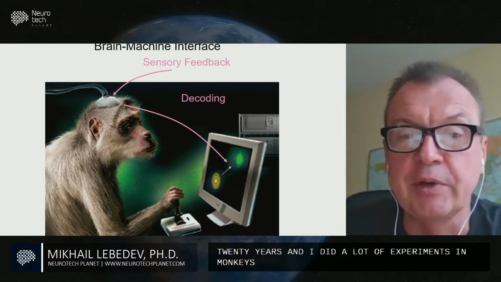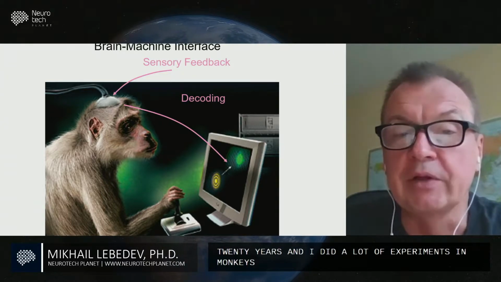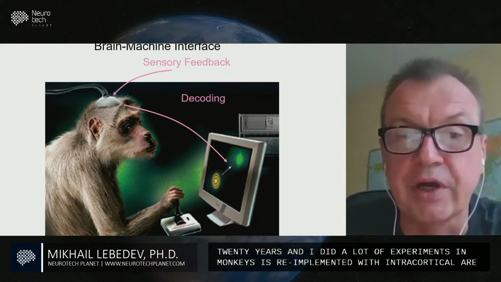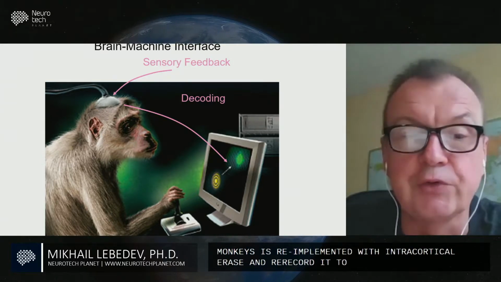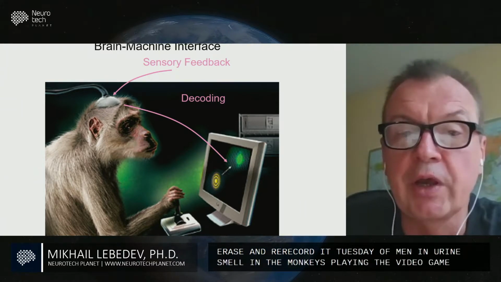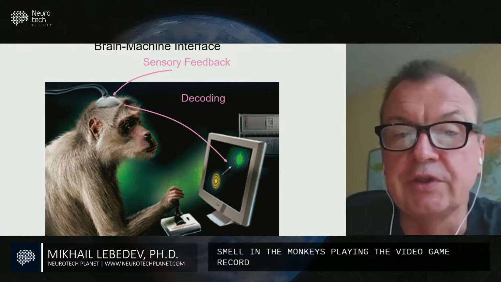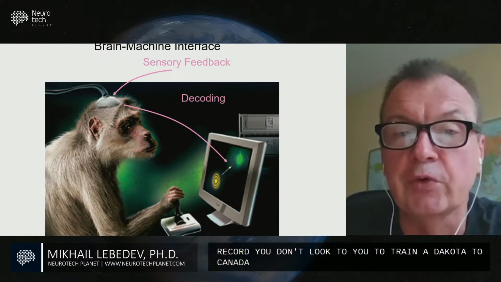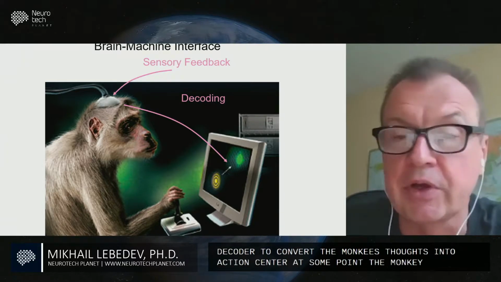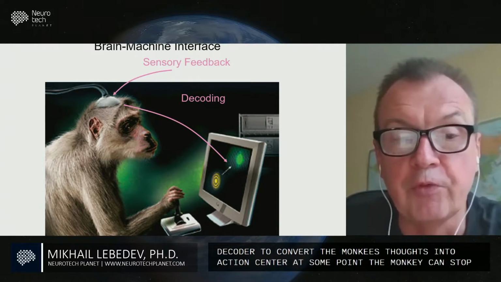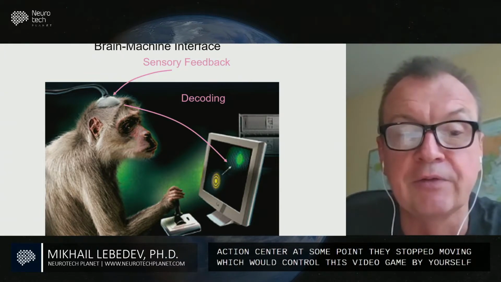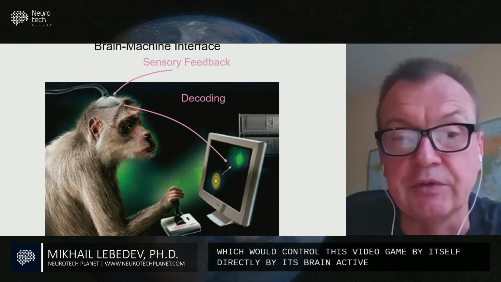In these experiments, monkeys are implanted with intracortical arrays, and they record activity of many neurons simultaneously. Then the monkey is playing a video game. We record neural activity, train a decoder to convert the monkey's thoughts into actions, and at some point the monkey can stop moving the joystick, and then it would control this video game by itself, directly by its brain activity.